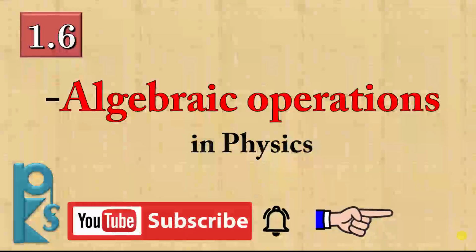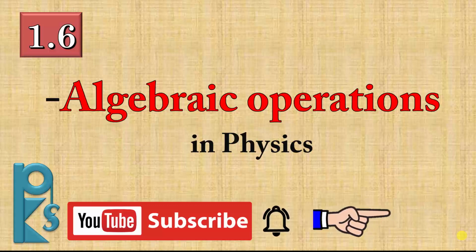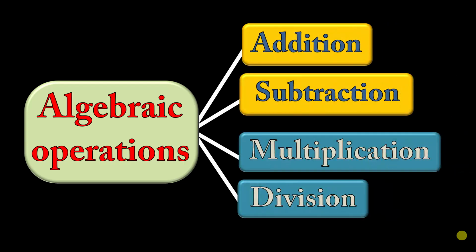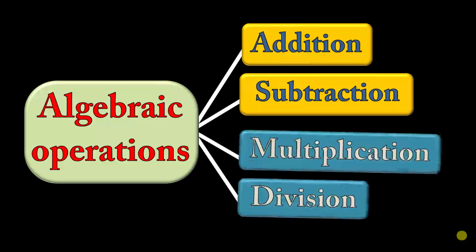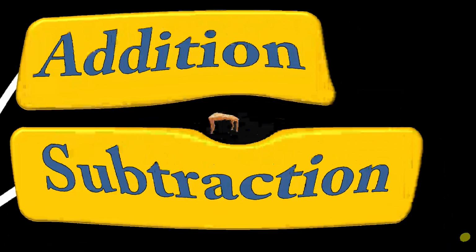Hello guys, in this video I'm going to give a full description of algebraic operations in physics, but generally in science. In science we are faced with quantities, not numbers. You know that quantities are represented in numbers, but they are different because we measure them. Basically, algebraic operations are divided into four categories: addition, subtraction, multiplication, and division. But addition and subtraction are represented with the same rules, and multiplication and division are in a different group. First, let's concentrate on addition and subtraction.